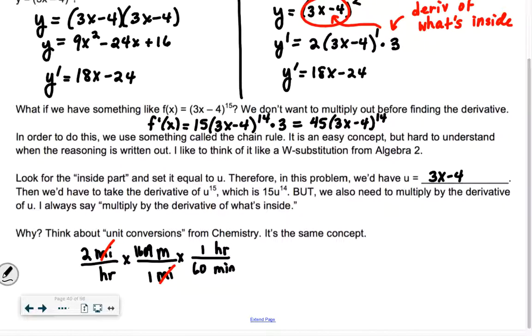Do you guys remember doing this? And everything cancels out. So then you're like, oh, hours and hours cancel. Right now it's in meters per minute. This is the same concept with this.